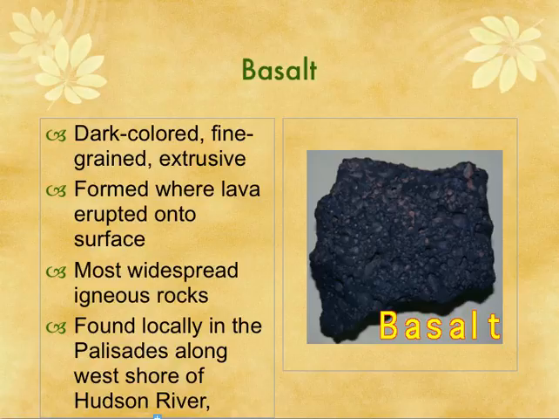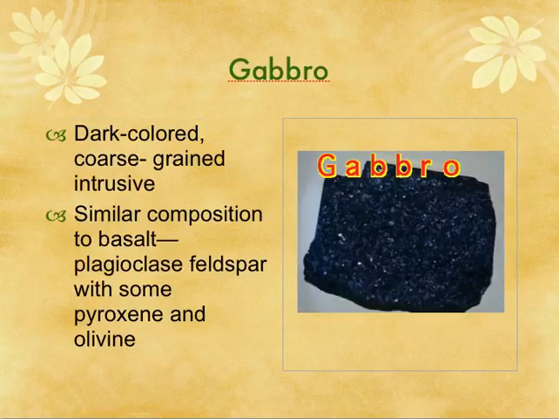Basalt is an extrusive igneous rock because it is fine-grained and it comes from molten rock on the surface, or lava. Gabbro is another type of igneous rock, and it is coarse-grained and has been formed within the earth.